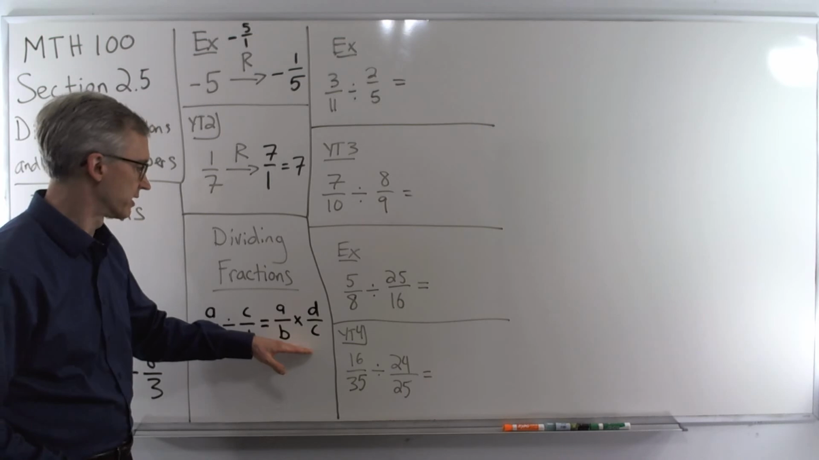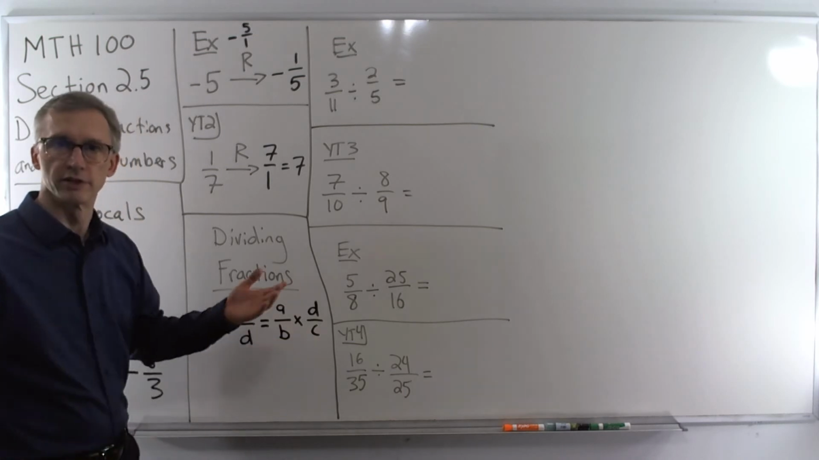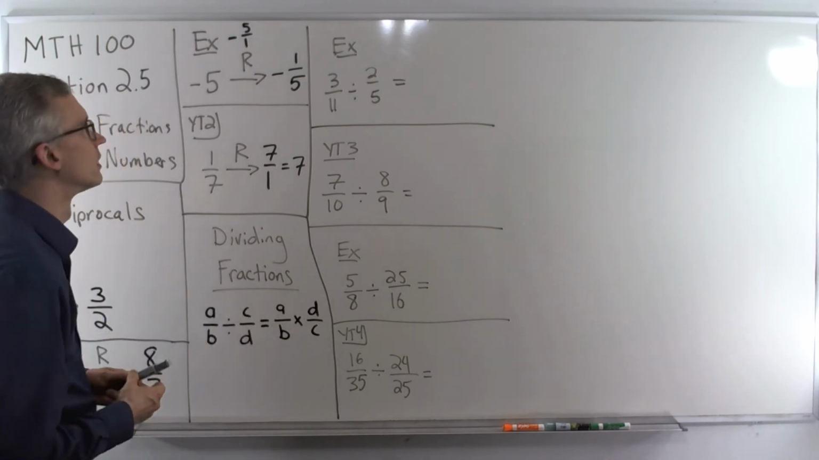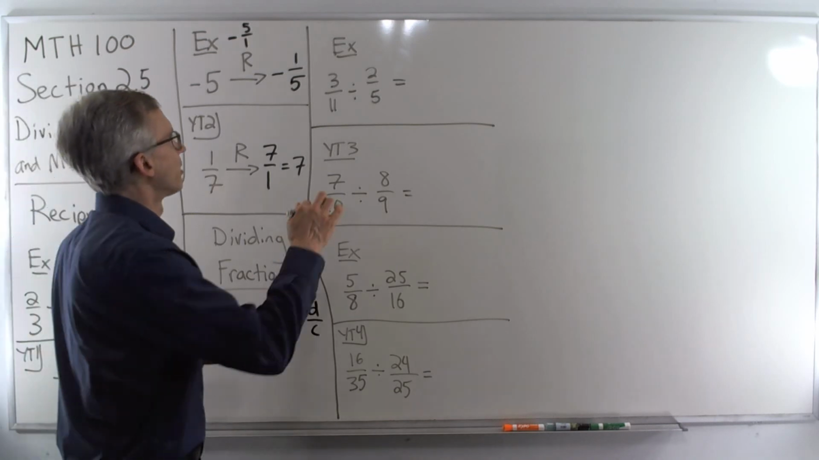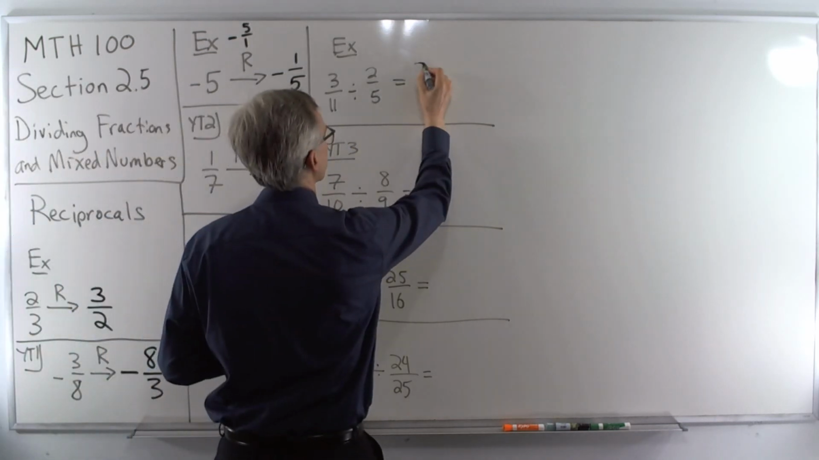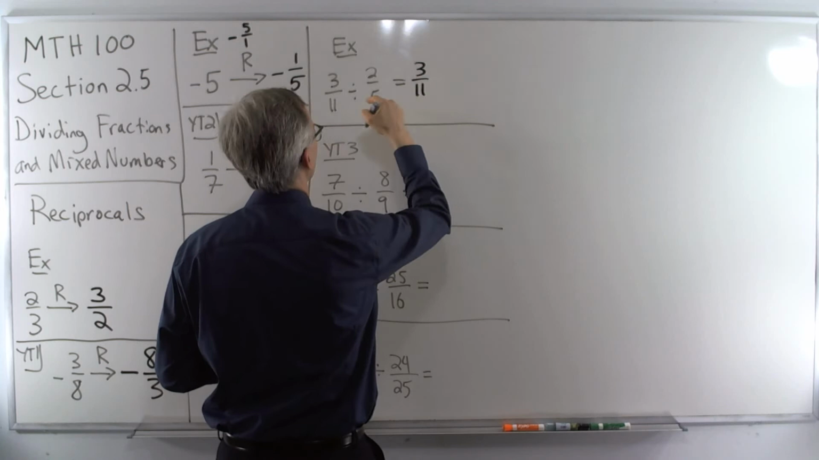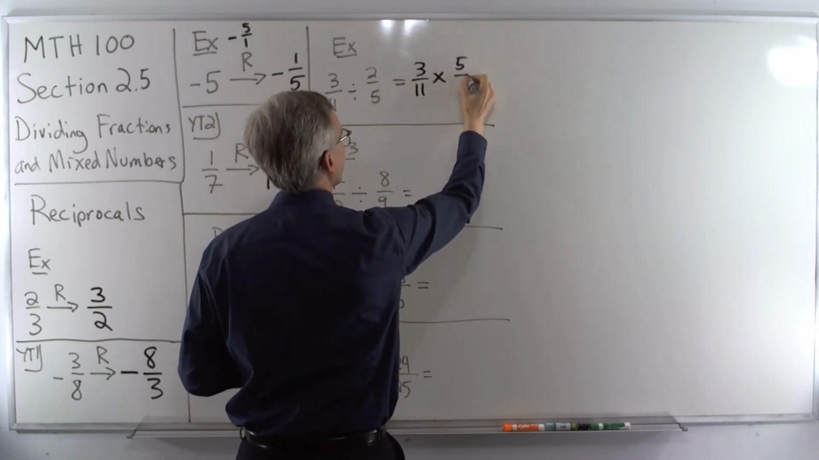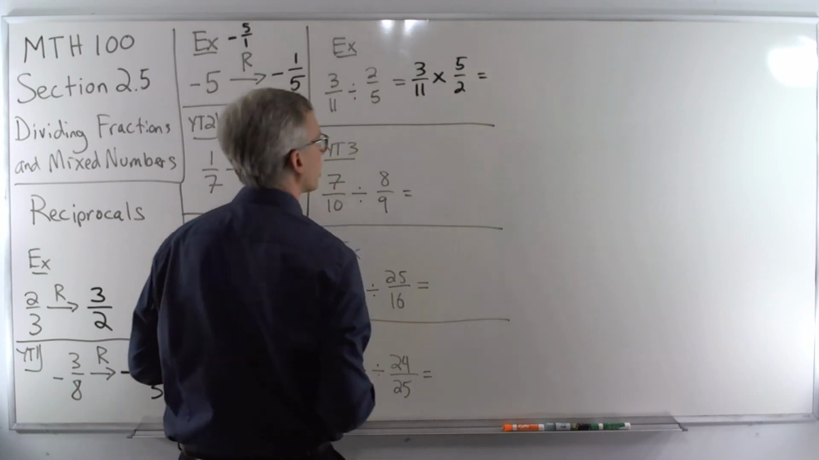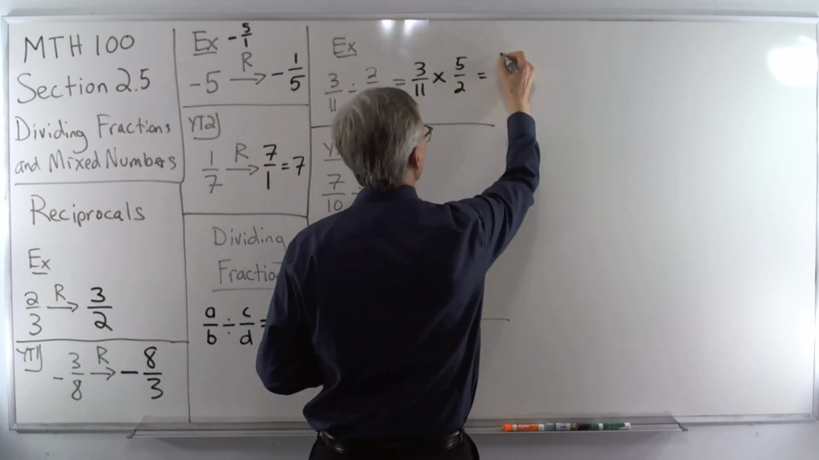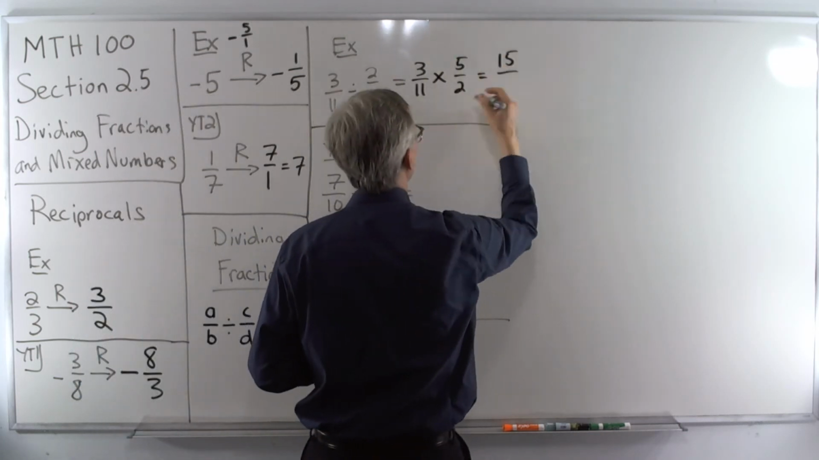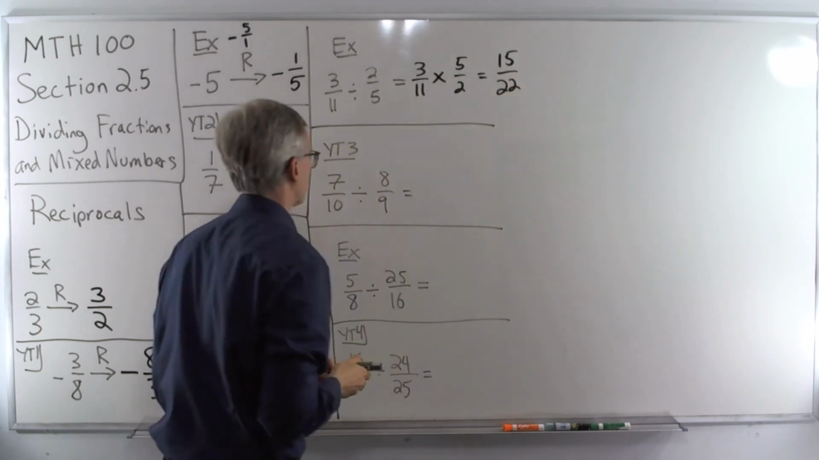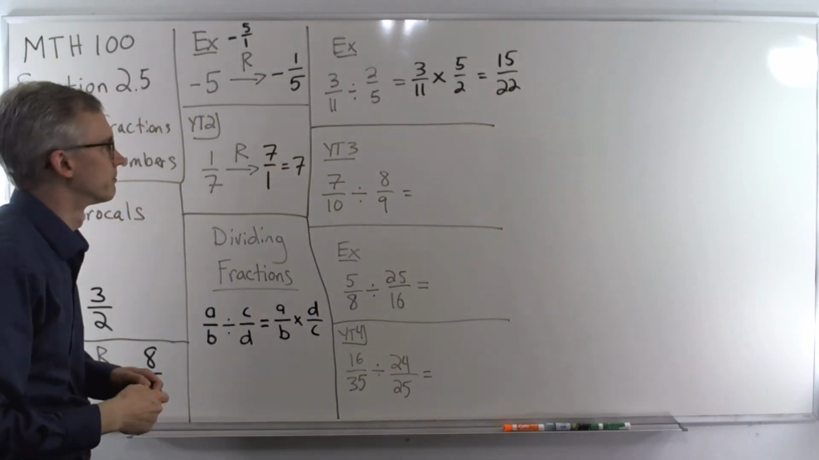Now, once we have it in this form, it's multiplication, we solve it just like we did last time. First example, convert to multiplication, first fraction stays the same. Change division to multiplication, flip this fraction over, we get 5/2, and then multiply straight across as usual. 3 times 5 is 15, 11 times 2 is 22. Your turn number three.